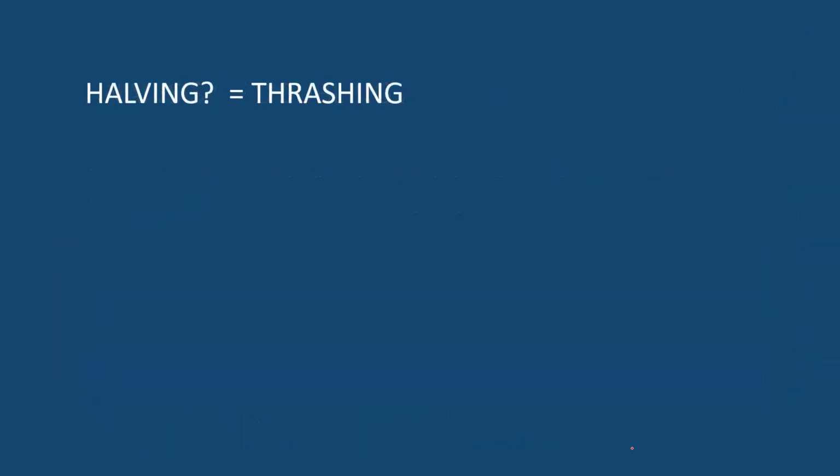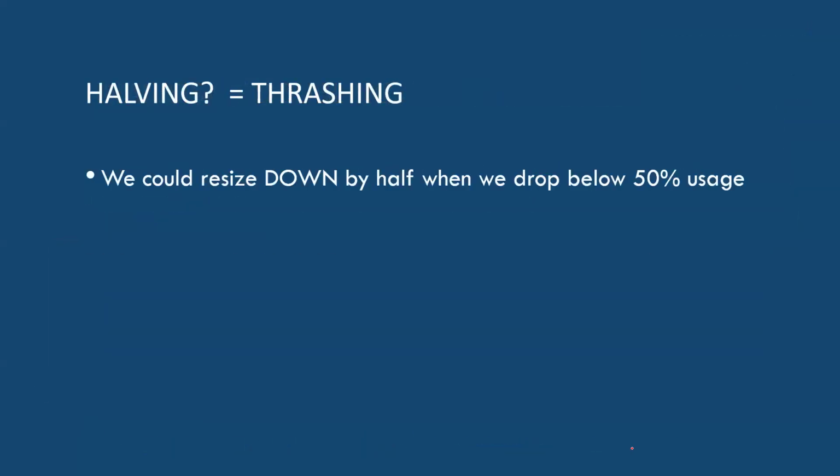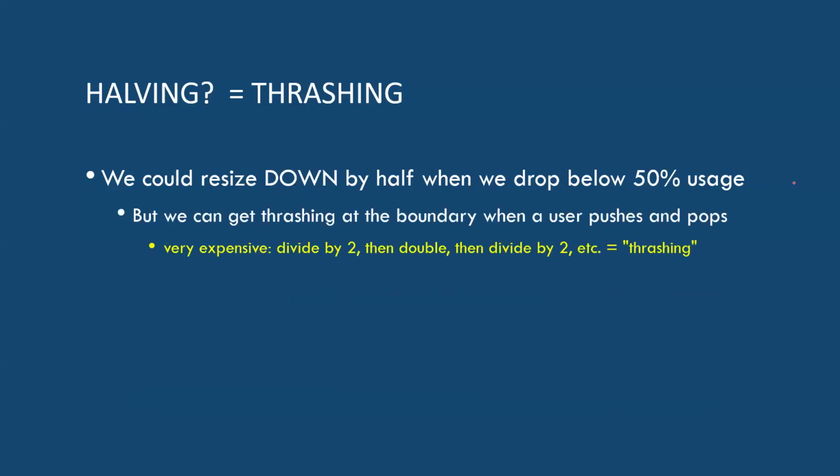Okay, so a little bit of math. Now when we cut things in half, it turns out that if we cut them back in half every time we approach the midpoint, we might be flipping back and forth. So sometimes this is called hysteresis, where we cut it in half, then we double it, we cut it in half, we double it. The better strategy is just to wait until we get down below maybe 25%, and then we cut it in half.